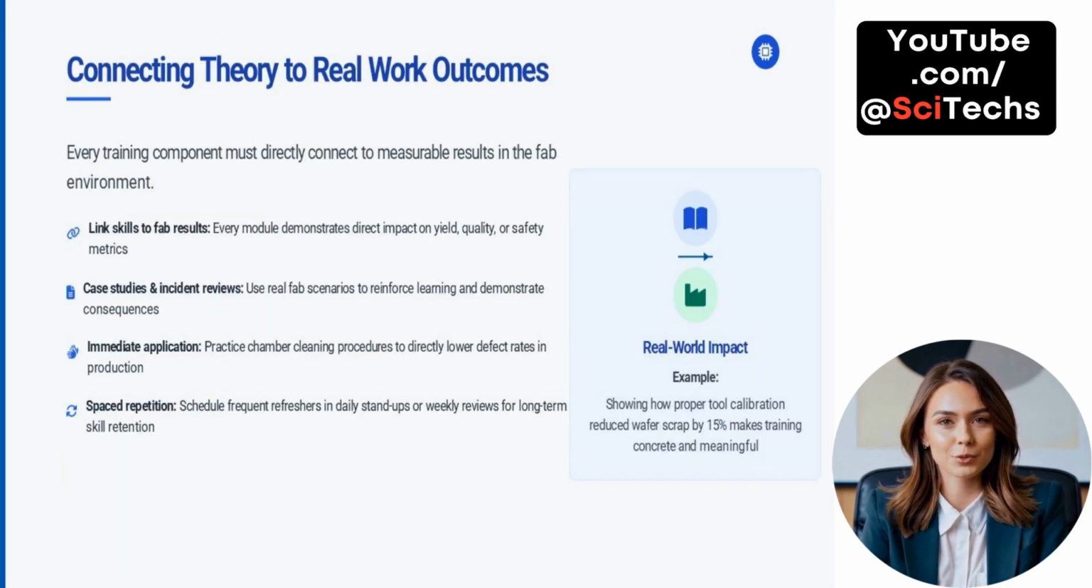Connecting theory to real-work outcomes. Training should never feel theoretical or disconnected from fab realities. Every concept must tie directly to results on the floor. When teaching chamber operations, emphasize how precise execution lowers defect density or improves cycle time. Use actual case studies and incident reviews, like a tool miscalibration that led to wafer scrap, to show consequences and reinforce learning. Immediate application is key.